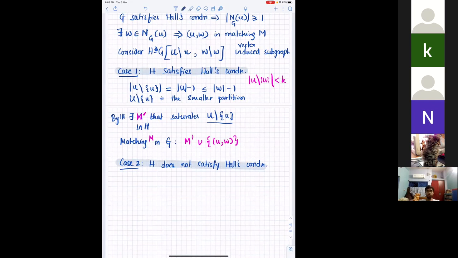When H does not satisfy Hall's condition, what are we going to do? We are going to use the fact that H does not satisfy Hall's condition. So what does it mean to say that H does not satisfy Hall's condition? There exists a subset of vertices such that the cardinality of the neighborhood is less than the cardinality of your set.